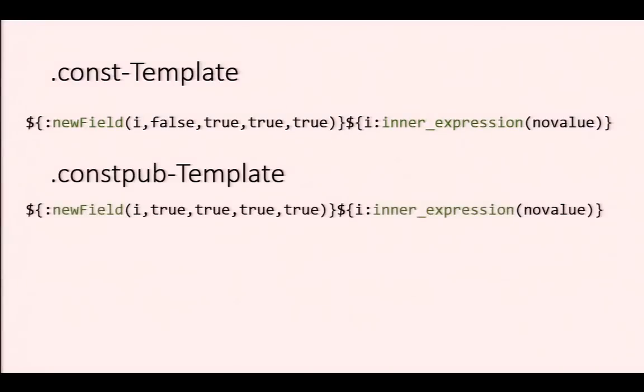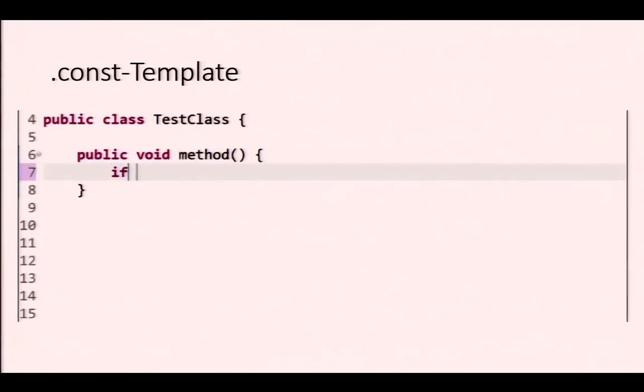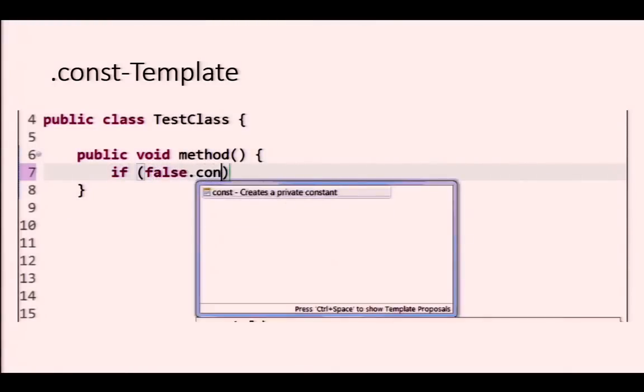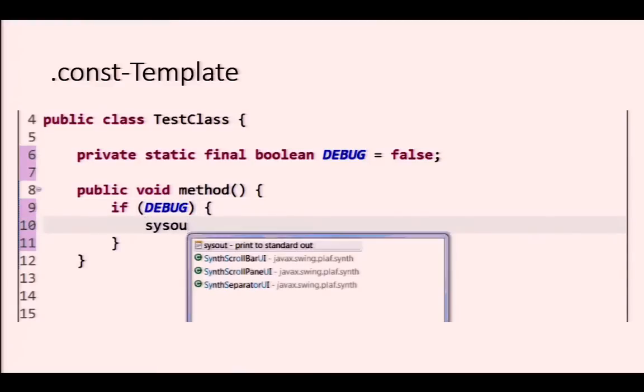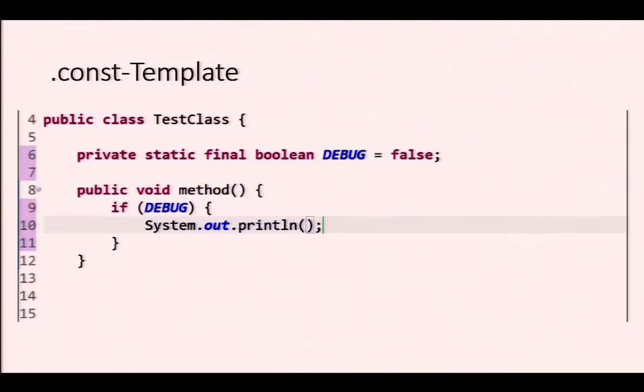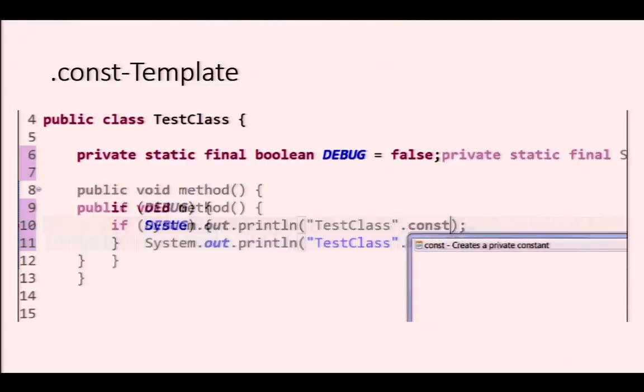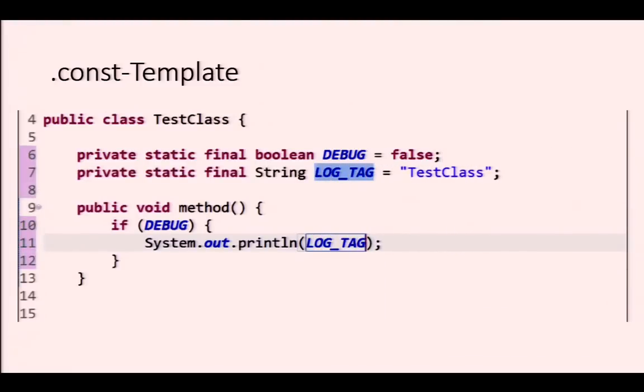Of course, we can also introduce a const pub template, which essentially creates a public constant. Let's see that in action. You can extract constants directly from your code. No additional mouse interaction needed, no shortcut needed. This should be familiar to Android developers, even though it's not sysout, it's log-d or something. Last example.